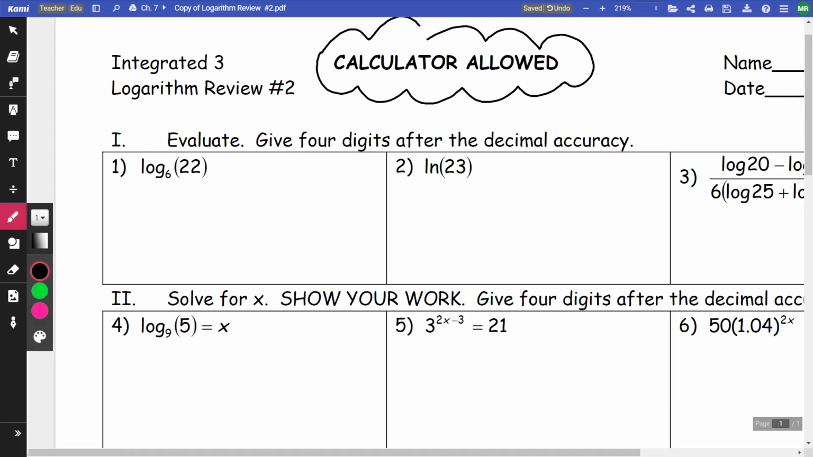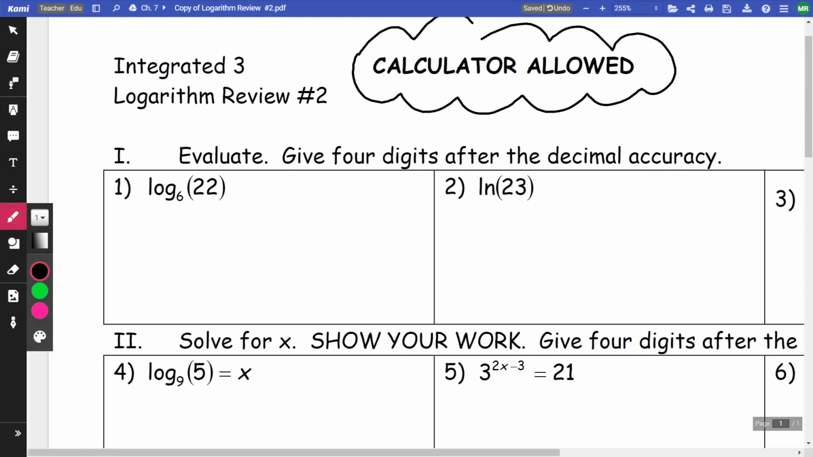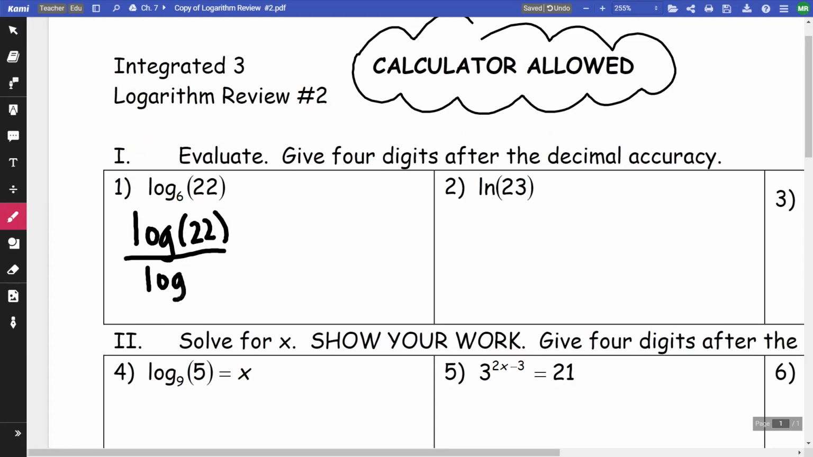And there are two ways I could put this in, depending on the calculator I am using. I could do change of base and go log base 10, so I'm not going to write any base down. I'm going to say log of 22 divided by log of 6, and I could put that in my calculator. Or I could put it in straight like this if I have one with the base. So I'm going to use Desmos here. Let me just get it up on my screen.